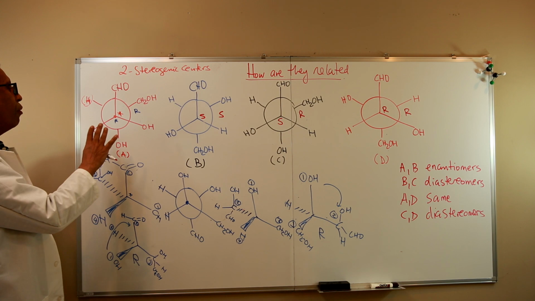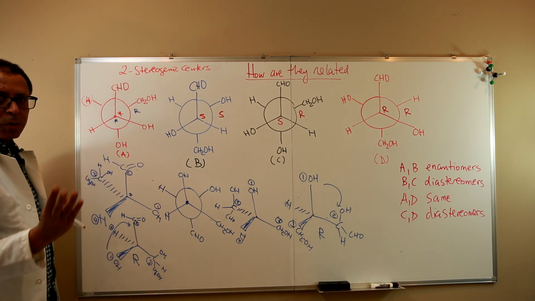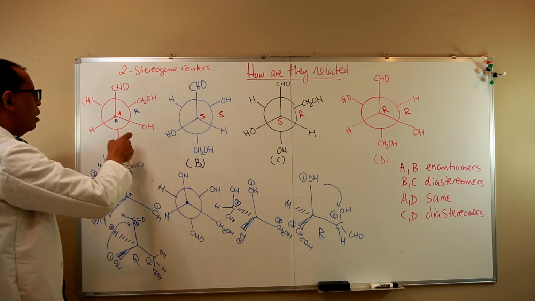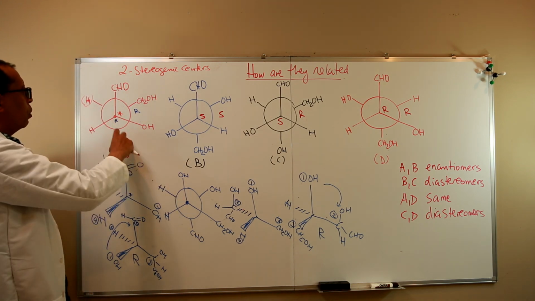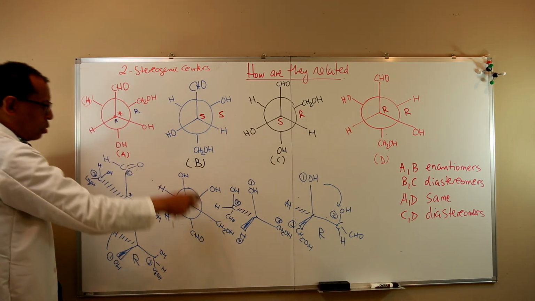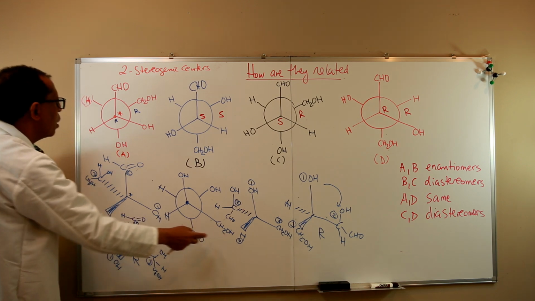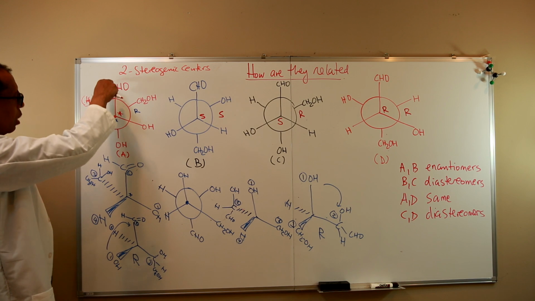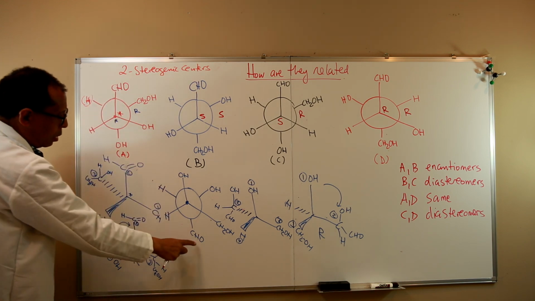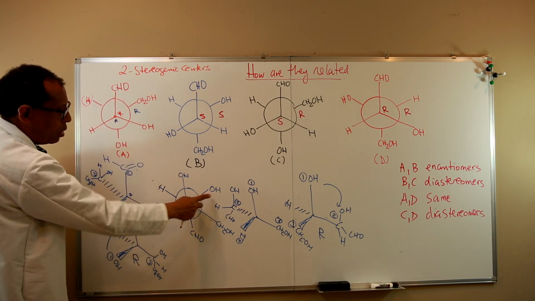For the back, that was a little bit tricky. You have to just hold the OH and bring it on the top. So when you do that, CH2OH would end up here, H would end up here, and the CHO would be here, H would be here, OH there.